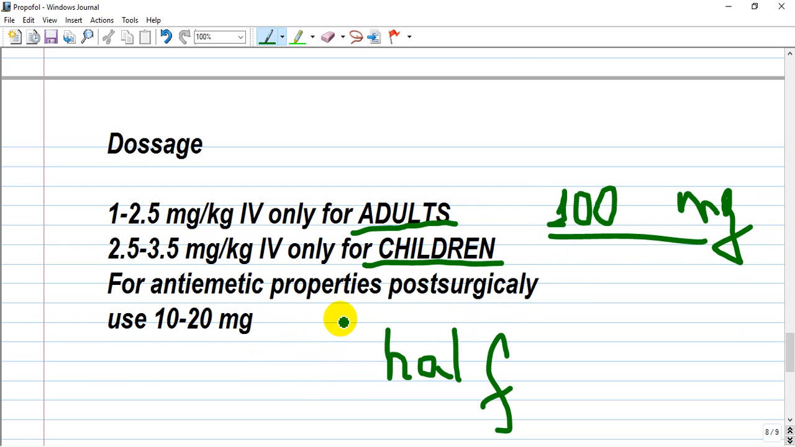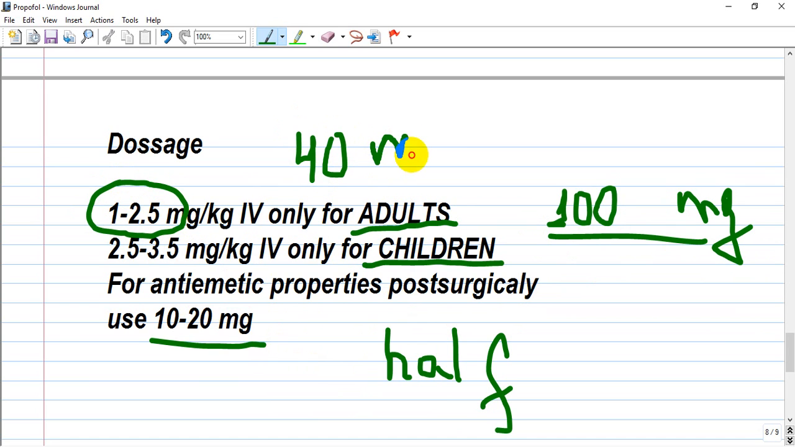For antiemetic properties, post-surgically use just 10 to 20 milligrams, and it will have effect. Also, I want to mention that not everyone looks at this dosage and starts induction with an infusion of 40 milligrams again and again till the patient is sedated and unconscious.